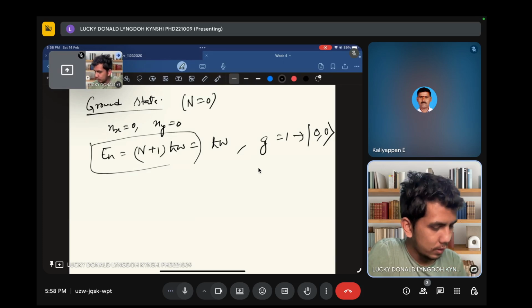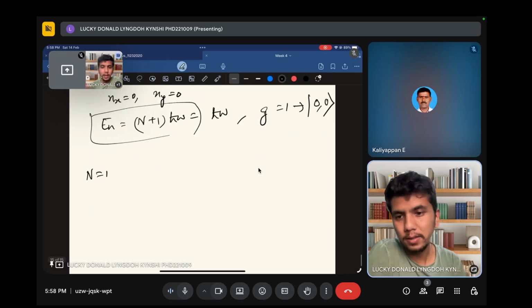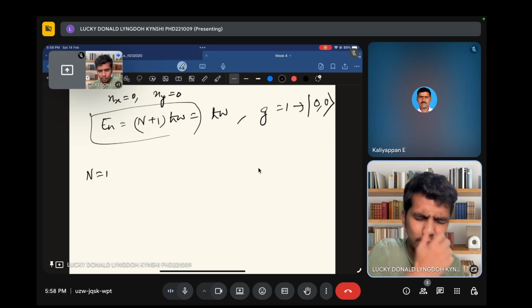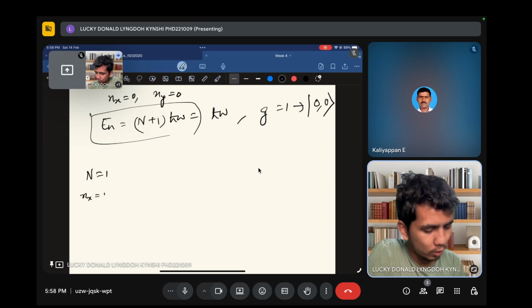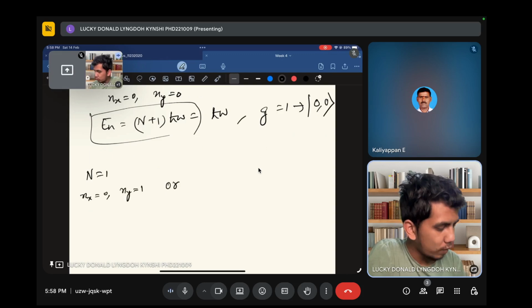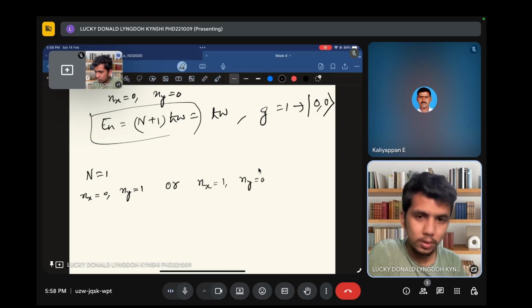Now comes n equal to 1. That is the next higher energy state. So for n equal to 1, you will have nx equal to 0 and ny equal to 1, or you also have nx equal to 1 and ny equal to 0. These are the two possible states. Okay, then what happens?